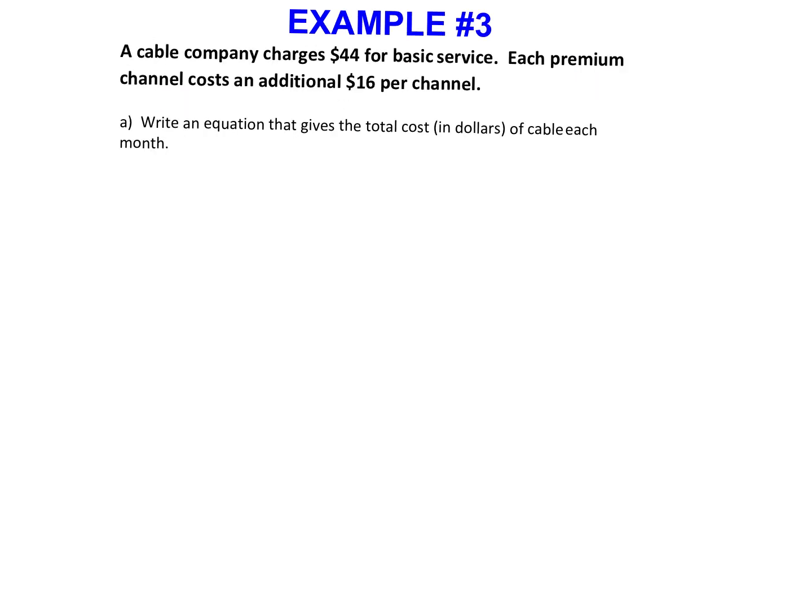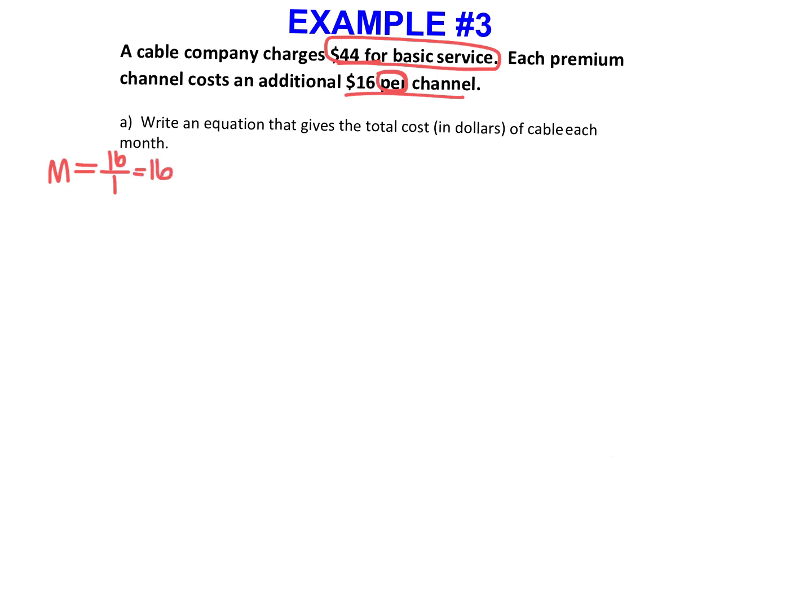Okay, so here in example 3, it says a cable company charges $44 for basic service. Each premium channel then costs an additional $16 per channel. So if I start by determining what I currently have in this problem, the word per tells me slope, so I know my slope is 16 over 1, or 16.